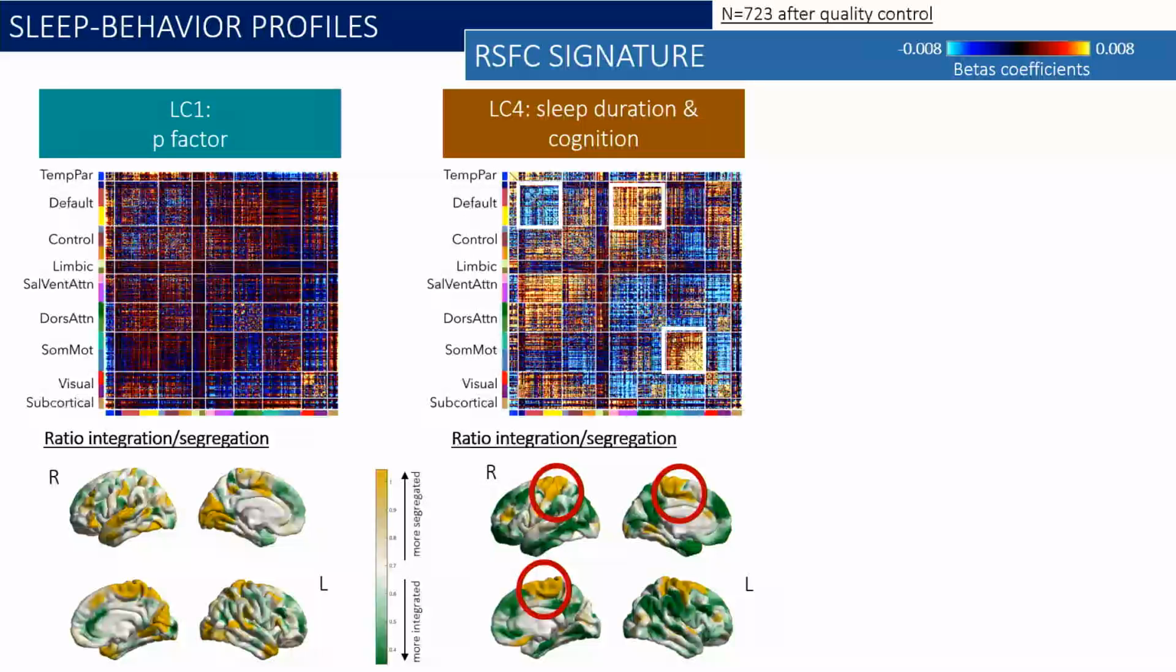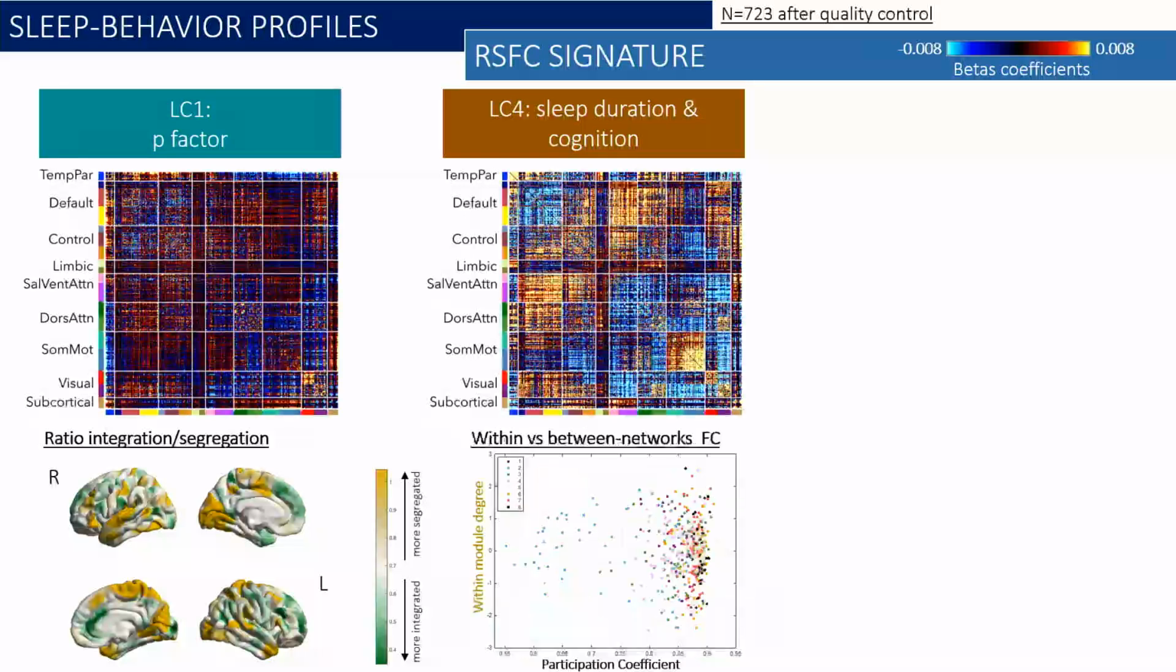Another way to look at it is to compute participation coefficients that actually show how much a network is connected to other networks except itself. And we do see here in blue that the somatomotor network is way more segregated and not so much communicating with the others.